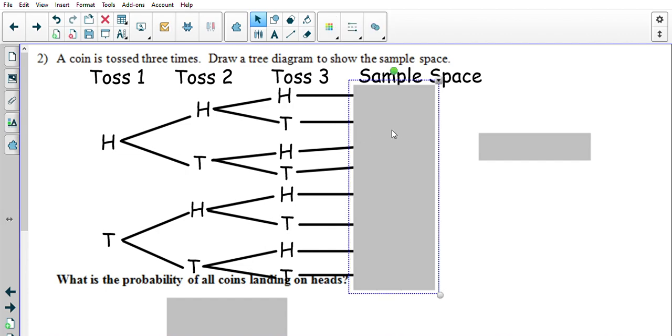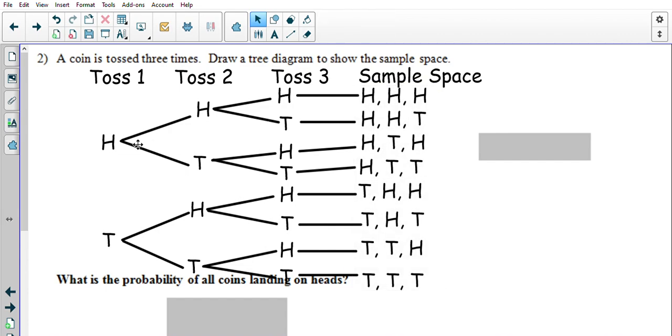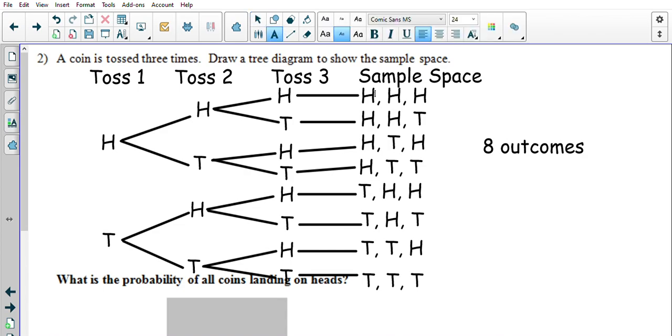So when we go to list our sample space, we've got heads, heads, heads; heads, heads, tails; heads, tails, heads; heads, tails, tails; tails, heads, heads; tails, heads, tails; tails, tails, heads; and tails, tails, tails. And that is, by the way, a total of 8 outcomes, which kind of makes sense because for each of our 3 tosses, we have 2 possible outcomes, heads or tails. 2 times 2 times 2 would get us 8 possible outcomes.